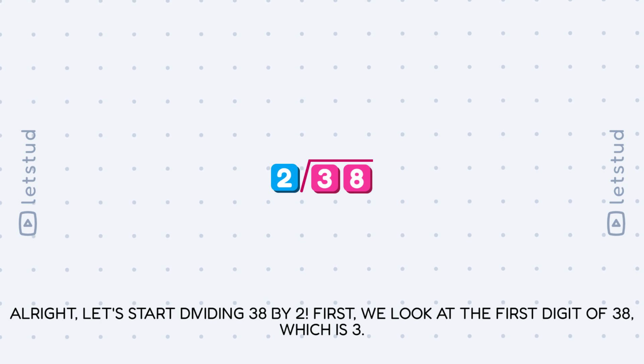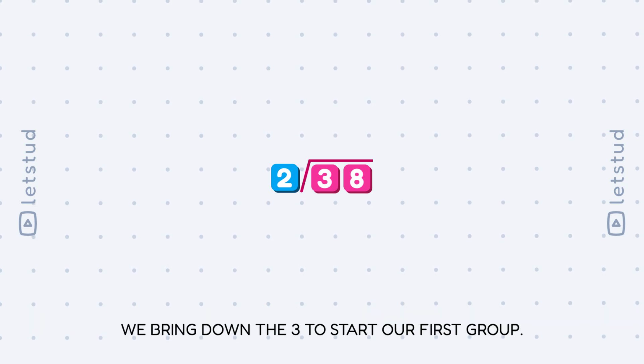Alright, let's start dividing 30 at by 2. First, we look at the first digit of 30 at, which is 3. We bring in the 3 to start our first group.